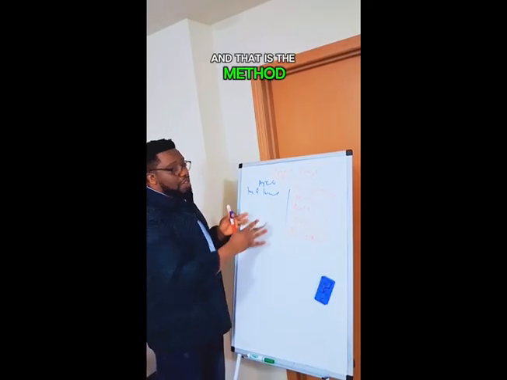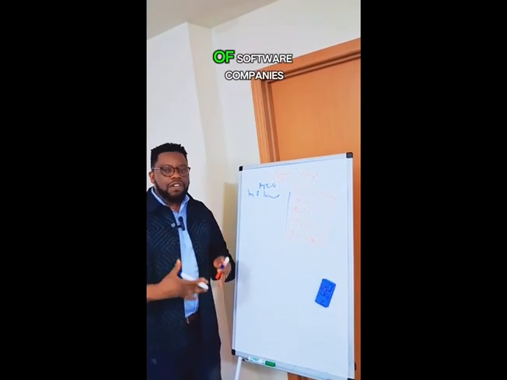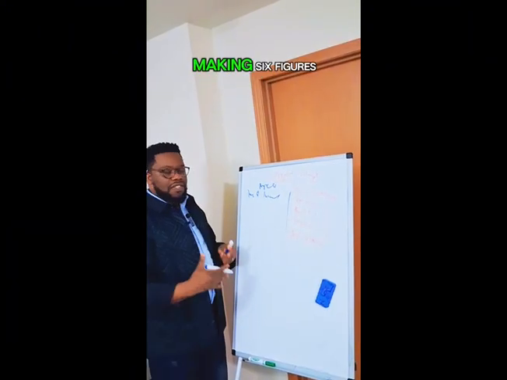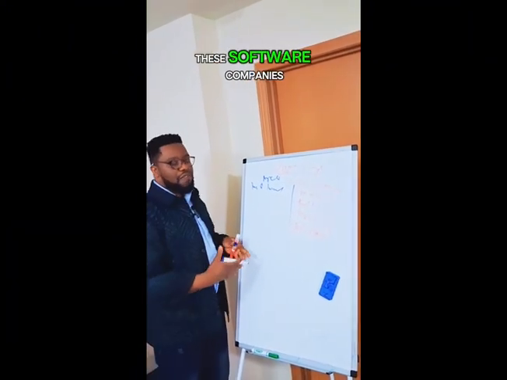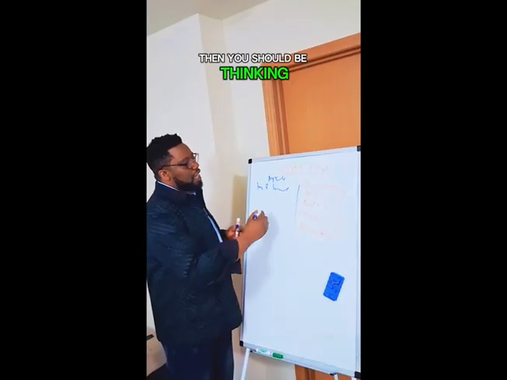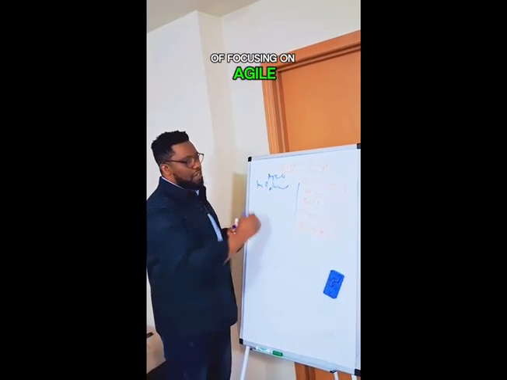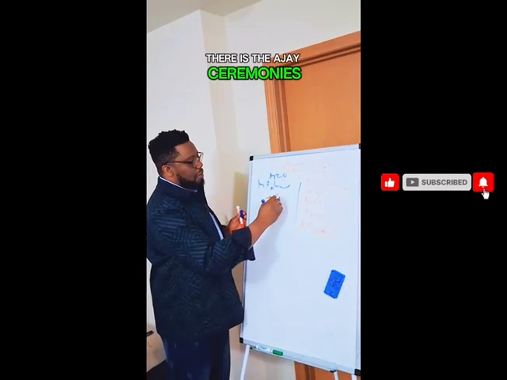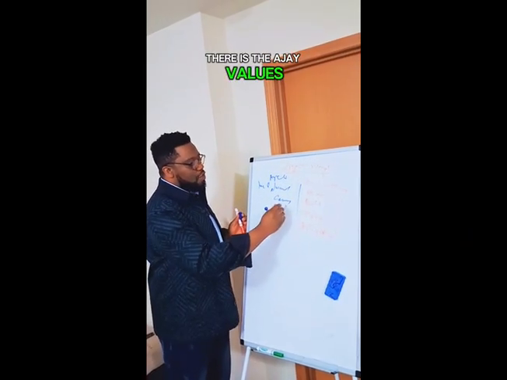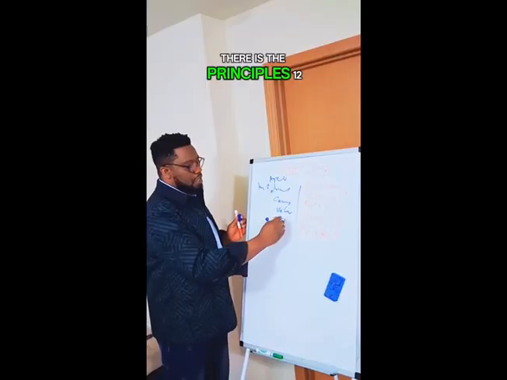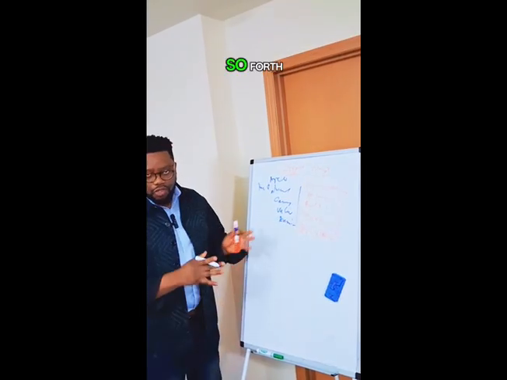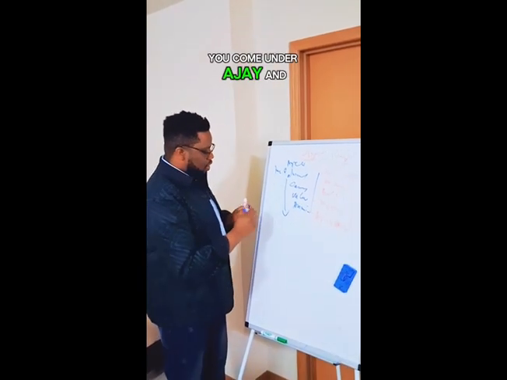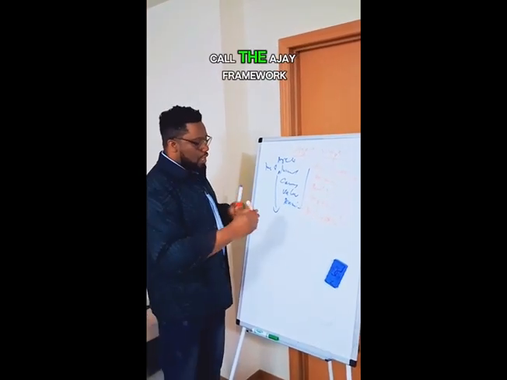And that is the method of project management that a lot of software companies use. So what am I saying? If you are interested in making six figures, in getting into some of these software companies, then you should be thinking of focusing on agile. Now, under agile, you have a couple of things. There are the agile ceremonies, there are the agile values that we spoke about, there are the principles, 12 principles, and so on and so forth.